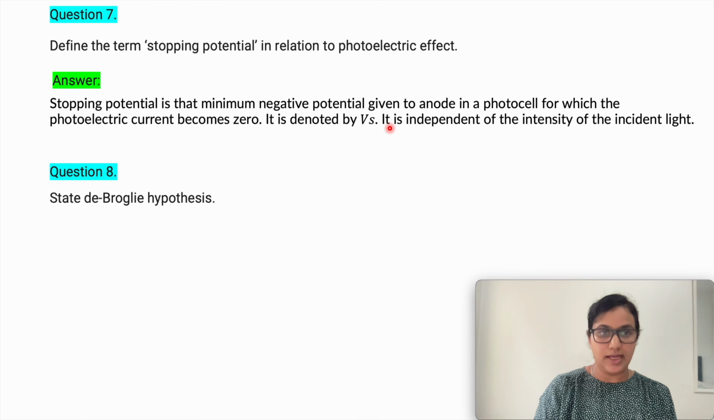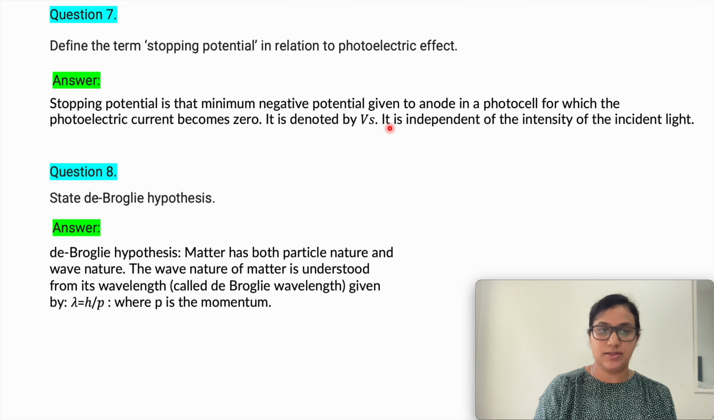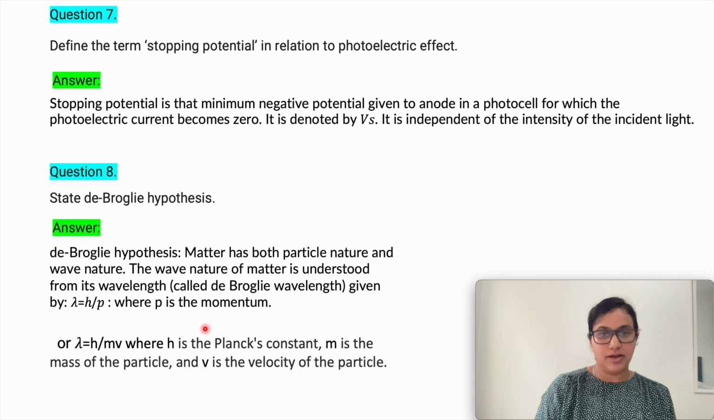Question number 8. State de Broglie hypothesis. So de Broglie hypothesis states that matter has both particle nature and wave nature. So the wave nature of matter is understood from its wavelength called de Broglie wavelength, given by lambda is equal to h by p, where p is the momentum. Or another formula is p is equal to mv. If you substitute that, lambda is equal to h by mv, where h is Planck's constant, m is the mass of the particle and v is the velocity of the particle.